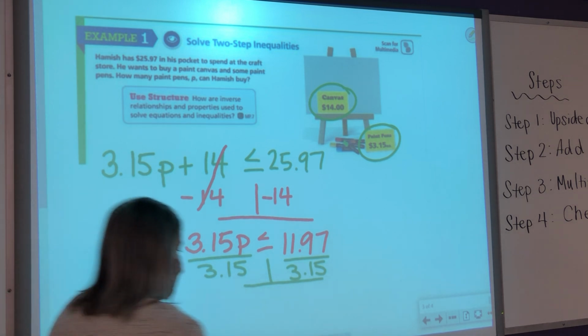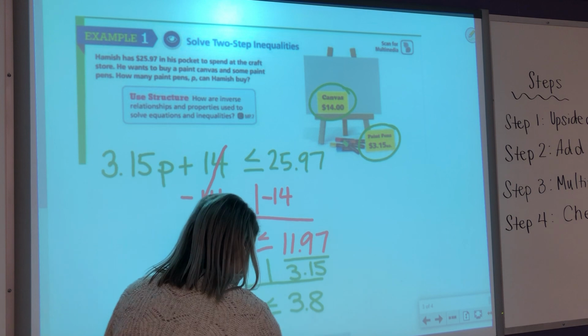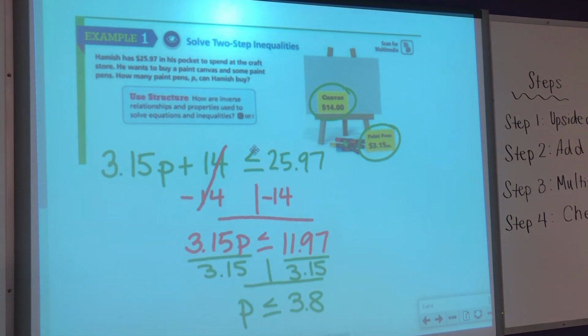Okay. But wouldn't you round that down to 3 then? Because you can't go over your $25.97. Okay, so let's talk about this. This is interesting.